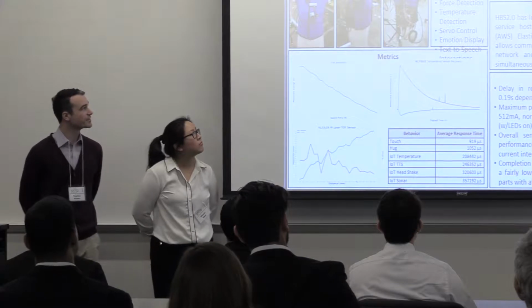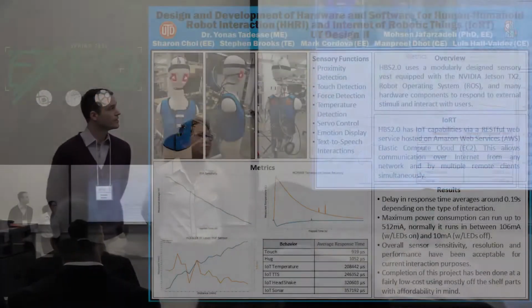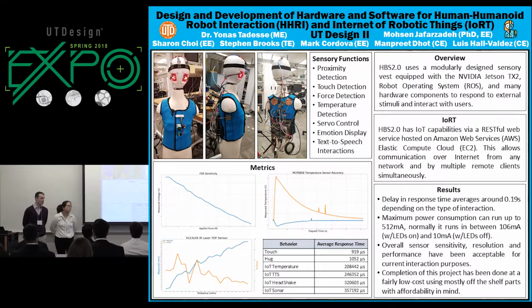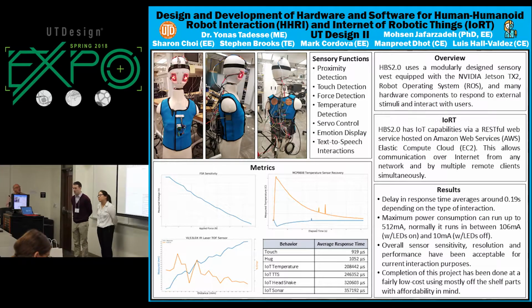Our team name is RoboSense. Our project objective was to create a modular, transferable sensory solution for humanoid robots. The purpose of the project was to design that sensory solution to potentially help kids with autism learn social interactions.